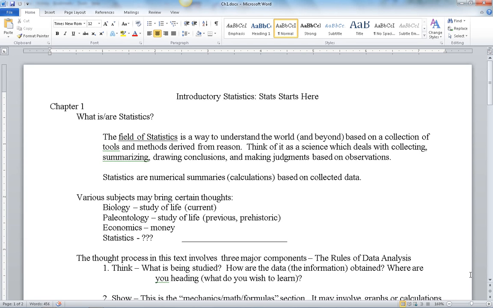What about economics? When you see economics, you probably think of money. Okay, how do you invest money? How do you save money? How do you make a budget?